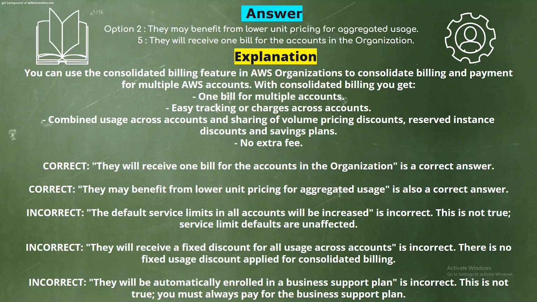No extra fee. Correct, they will receive one bill for the accounts in the organization is a correct answer. Correct, they may benefit from lower unit pricing for aggregated usage is also a correct answer. Incorrect, the default service limits in all accounts will be increased is incorrect. This is not true, service limit defaults are unaffected. Incorrect, they will receive a fixed discount for all usage across accounts is incorrect. There is no fixed usage discount applied for consolidated billing. Incorrect, they will be automatically enrolled in a business support plan is incorrect. This is not true, you must always pay for the business support plan.